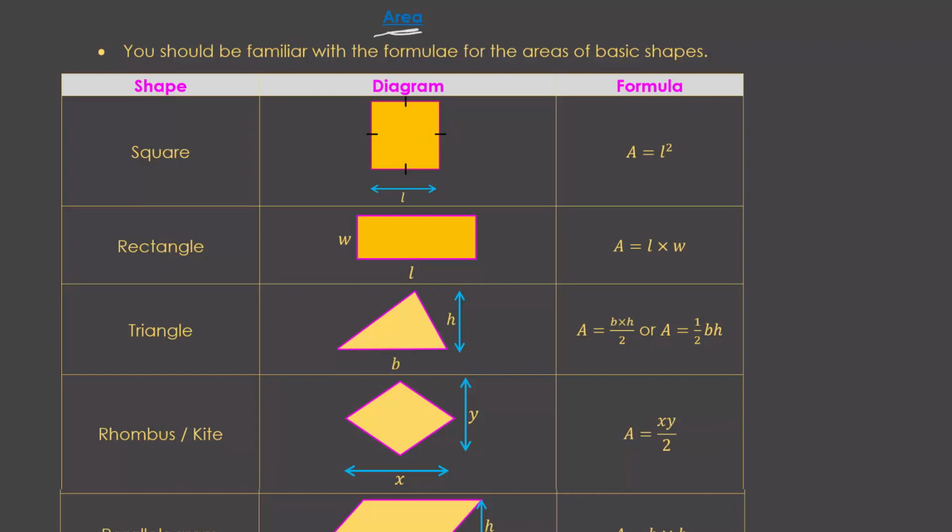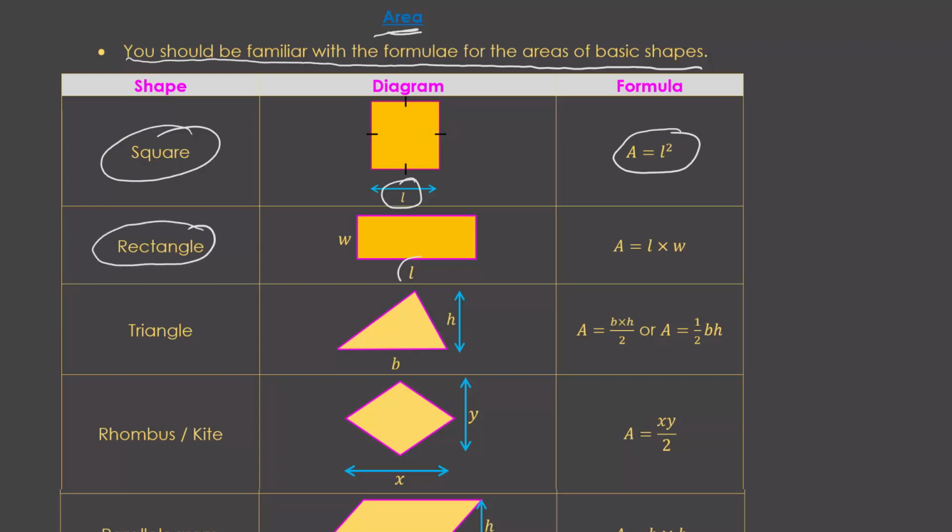Area. You should be familiar with the formulae for the areas of basic shapes. So for the square, every side is the same, and if we say that side is L, then A is L squared. For the rectangle, we have length and we have width, and the area is length times width. I usually just do the square that way, but just have the same length and width.